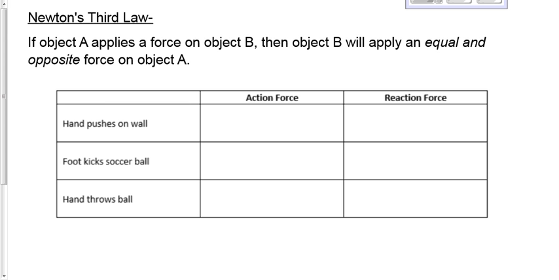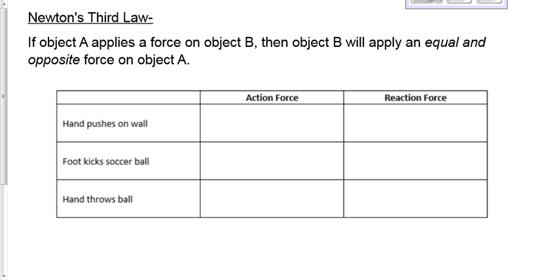Instead of for every action, there's an equal and opposite reaction, we say if object A applies a force on object B, object B applies an equal and opposite force on object A. The two forces are on two separate objects. When the hand pushes the wall, one force is on the hand, one force is on the wall. When the foot kicks the soccer ball, one force is on the soccer ball, one force is on the foot. When the hand throws the ball, one force is on the ball and one force is on the hand.